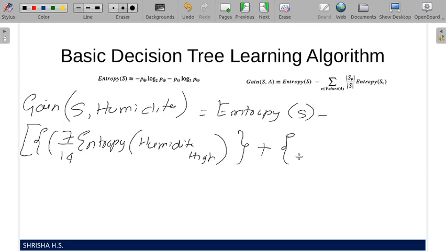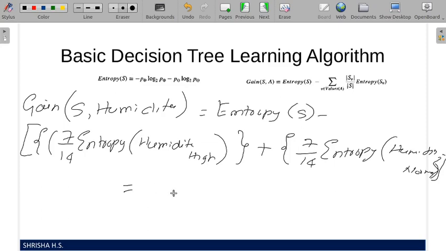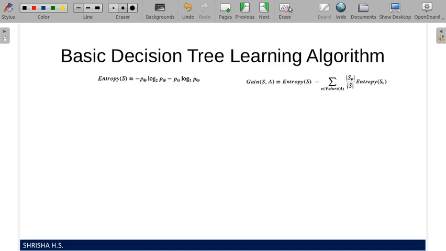the remaining, 14 minus 7 you can do, right? 7 by 14. Okay, so the entropy where humidity is normal. Calculate this and we should be getting 0.151. Okay, so this will be the gain for humidity.